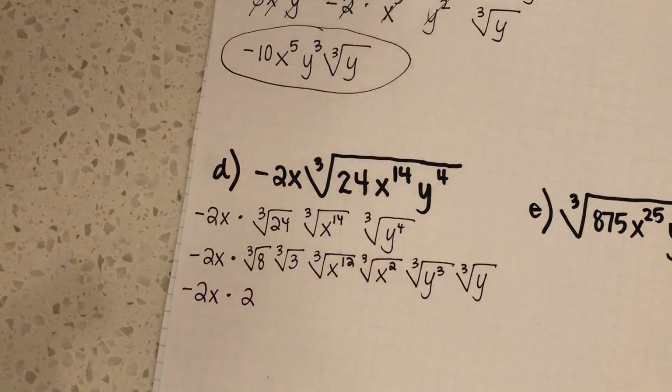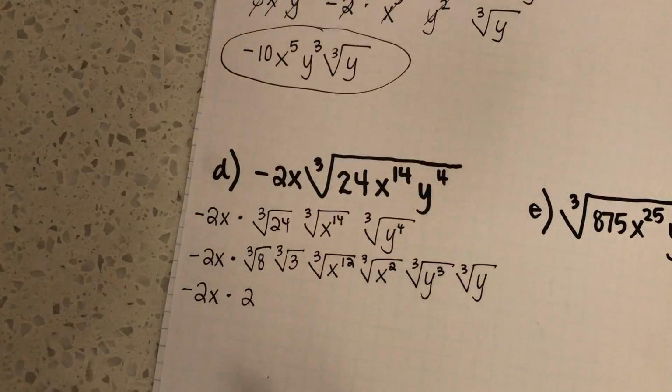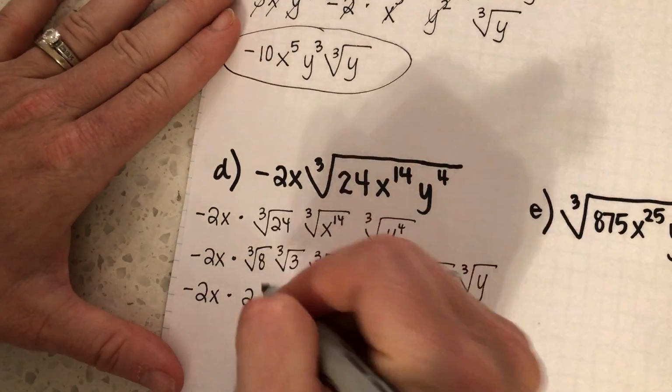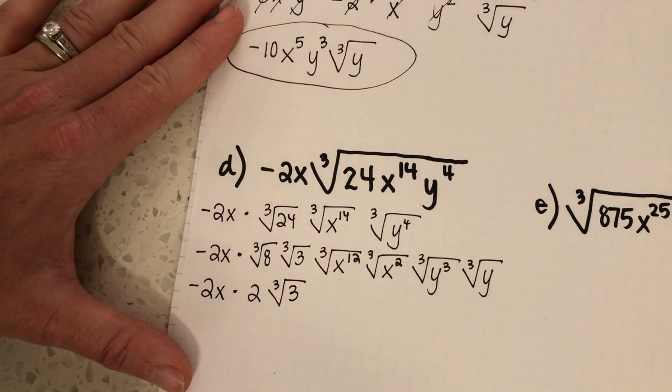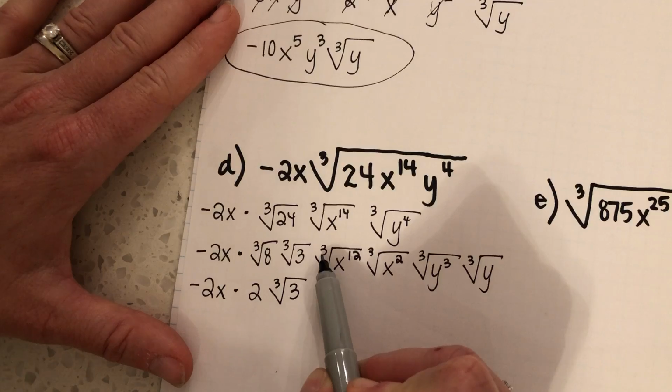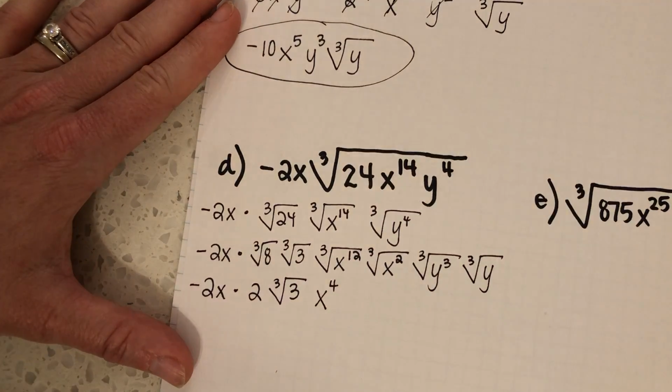The third root of 3, 3 is not on this list. You cannot take the third root of 3. I know that seems weird, but you cannot. So he's the leftover part that will stay stuck under the radical. All right, what's 12 divided by 3? 4. So that's x to the fourth, no more radical.